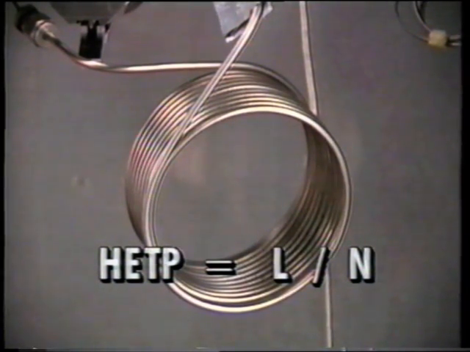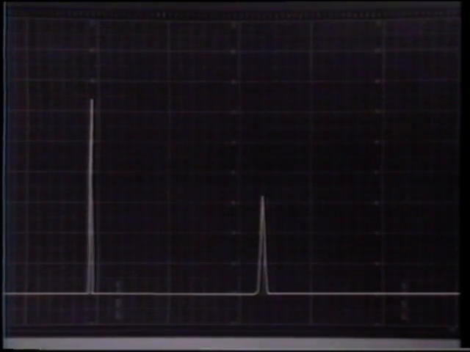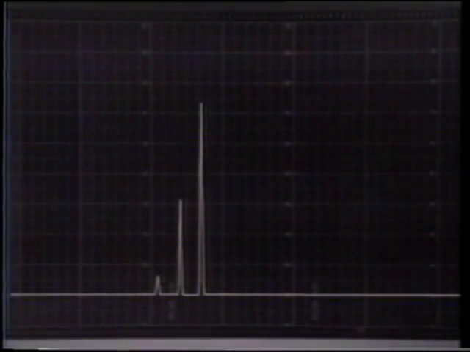HETP is the actual column length, or L, divided by N, or the number of theoretical plates, which is a calculated value. Larger values for N decrease HETP. Shorter column length reduces analysis time and produces narrower chromatogram peaks. Resolution refers to peak width and the distance between peaks. In general, shorter column length and more theoretical plates improve chromatogram resolution.